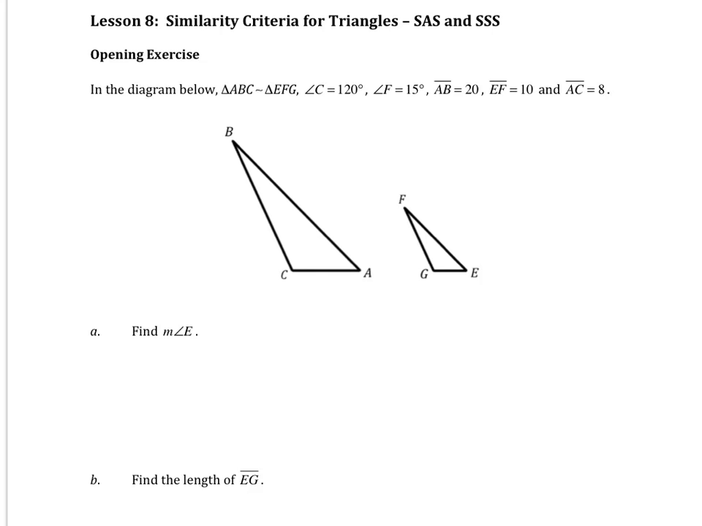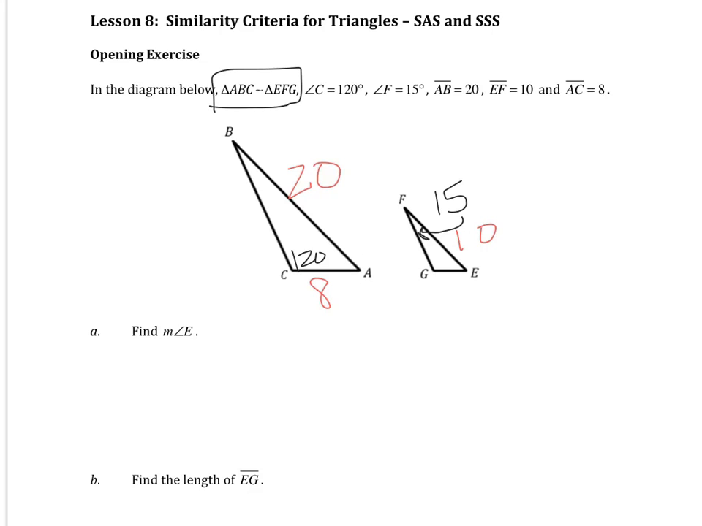So now we're on page 44, and it talks about this example. It says in the diagram below the triangles are similar, and it says that angle C is 120 degrees, so go ahead and fill that in. Angle F is 15 degrees, and although we're supposed to draw it inside the triangle, it's pretty small, so we'll just put it there. I'm going to label my sides in red, so AB is 20, and it says that EF is 10, and it also tells me that AC is 8.